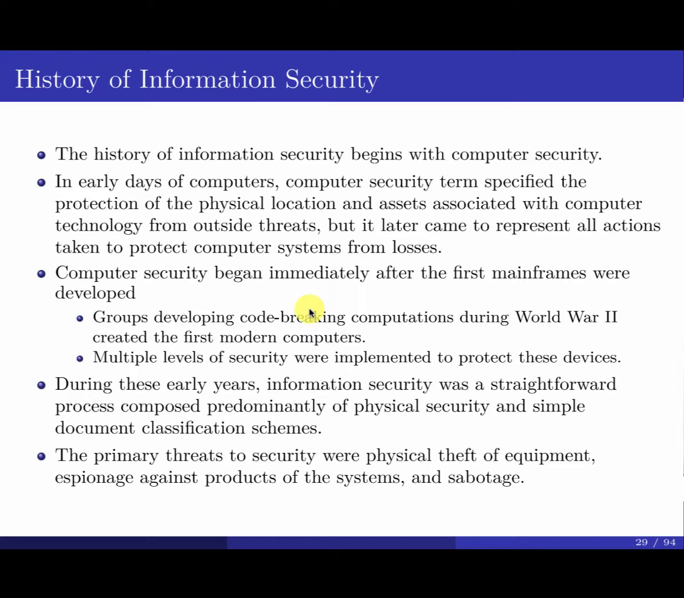We needed to physically come up with protection of the physical location and the assets associated with this computer. At the time, when we talked about information security, we only talked about what here? The physical security and a simple document classification scheme. For example, when you talk about information security, because it's not connected to the internet, it's an isolated environment. The only thing I need to protect is the physical location.